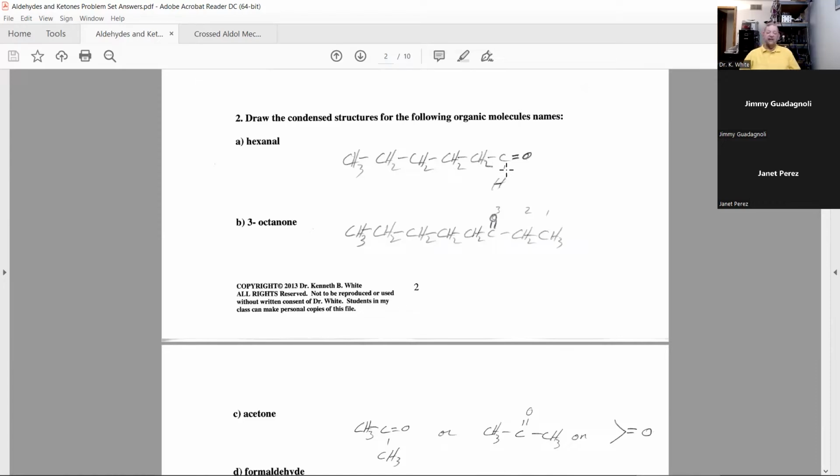Now, B is 3-octanone. Start from the right, move left.